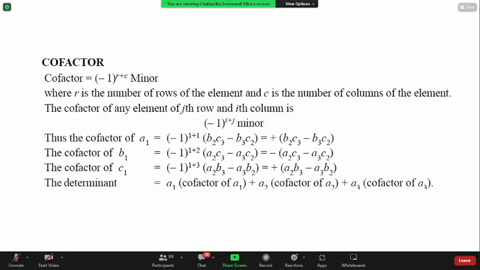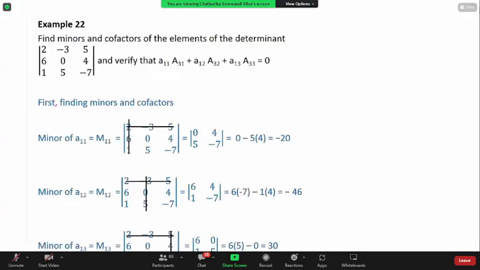So how does it come? In order to judge the cofactor, this is the way: minus 1 to the power R plus C, which means minus 1 to the power of row number plus column number. Multiplied by the minor, all together that is called the cofactor.